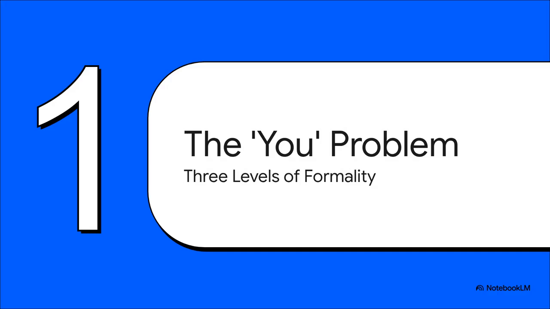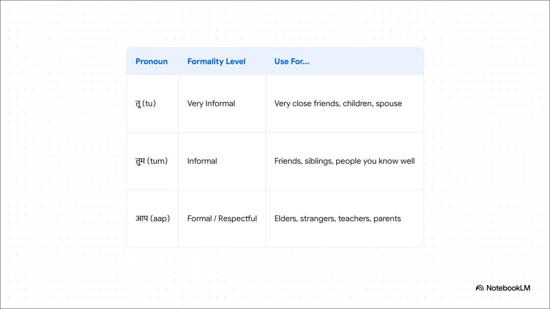And that's because Hindi doesn't have just one word for you, it has three. And each one sits on a different level of formality. Picking the right one is absolutely essential if you want to have a polite conversation. Okay, so the best way to think about it is on a spectrum. All the way on one end, you've got tu, which is super informal. Right in the middle is tum, which is kind of your standard, everyday, informal word. And then at the far end, we have aap, which is all about formality and respect.